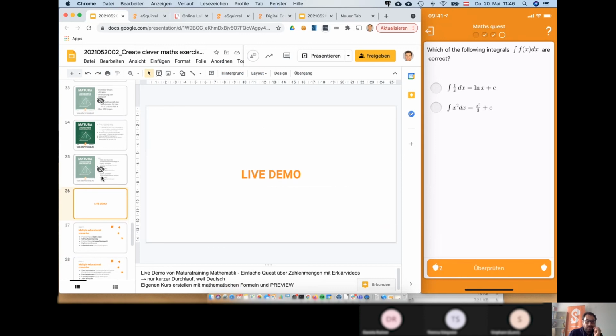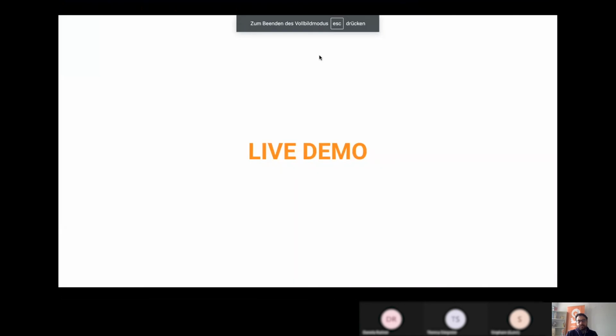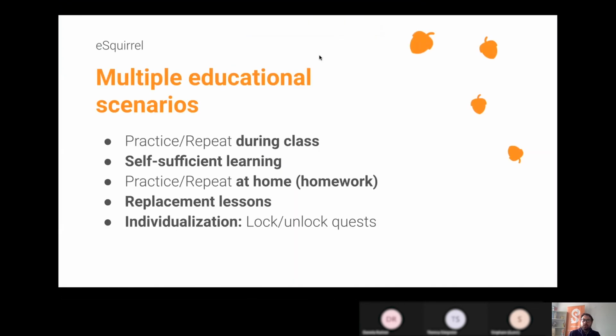Okay, so that much for the live demo. To wrap up a little bit and give you a small outlook, eSquirrel can be used in multiple educational scenarios. It can be used for practicing and repeating during class. It's like, okay, students, take out your smartphones. We will now repeat that. Often students work in pairs, for example, or they can also learn individually. They can explain it to each other, for example. But it's also useful for self-sufficient learning so that they can learn at their own pace.